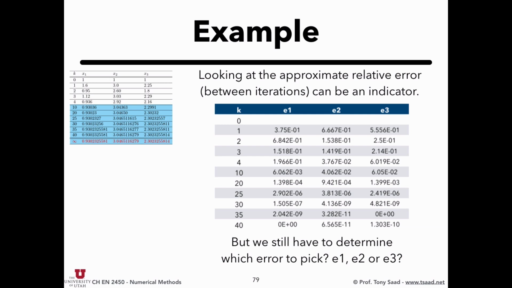Essentially, pick the worst error across all the x's, right? Pick the worst one, pick the largest value, and hold that accountable. You don't care if the others converge. What you care about is the maximum one.